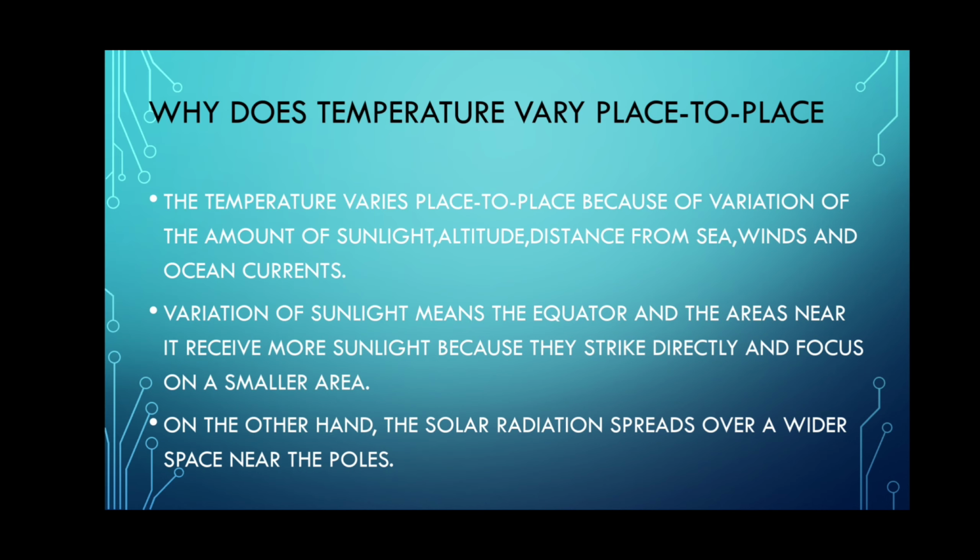Why does temperature vary place to place? The temperature varies place to place because of variation of the amount of sunlight, altitude, distance from sea, winds and ocean currents. Variation of sunlight means the equator and the areas near it receive more sunlight because the rays strike directly and focus on a smaller area. On the other hand, the solar radiation spreads over a wider space near the poles.